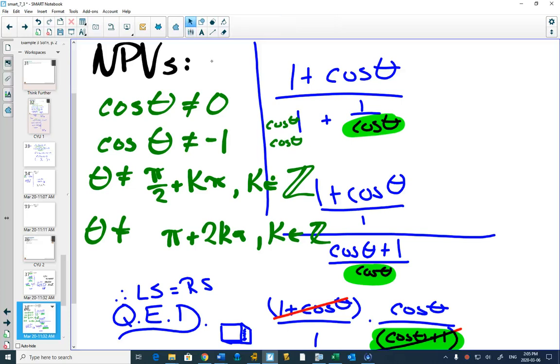So the non-permissible values are often easier once you've finished your proof, because you have to look at all the different places where you're dividing. This one, that cos theta plus 1, is sometimes easy to miss.